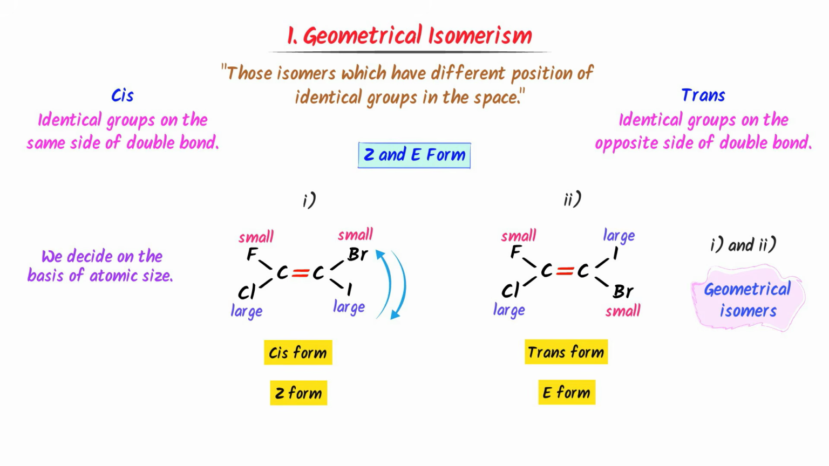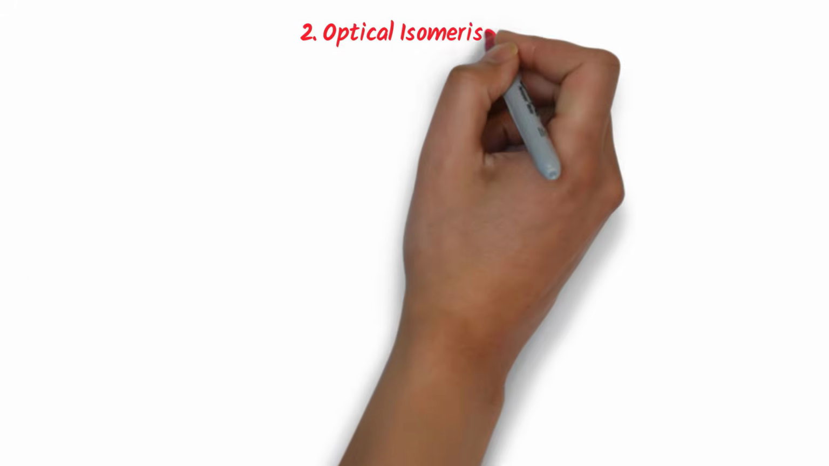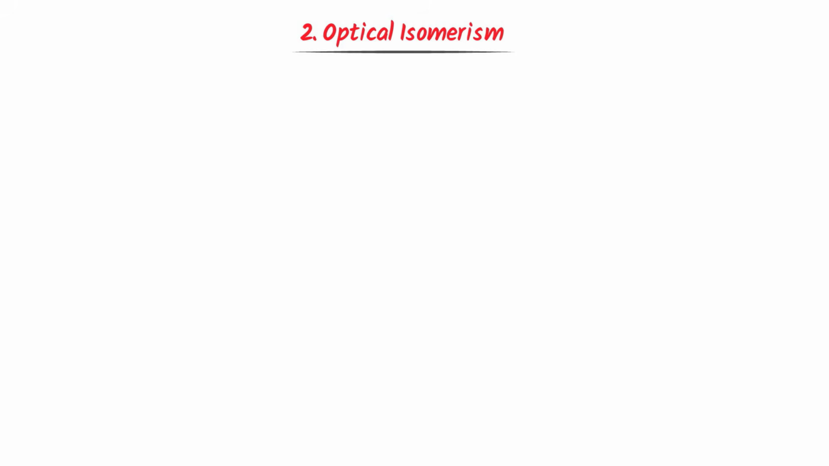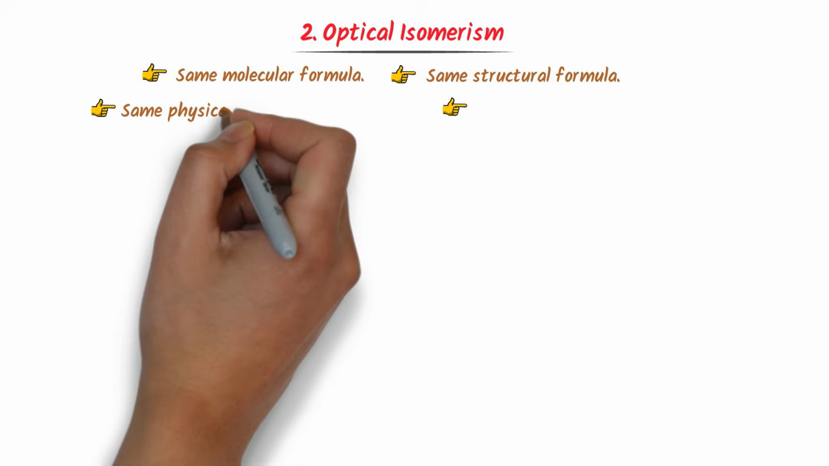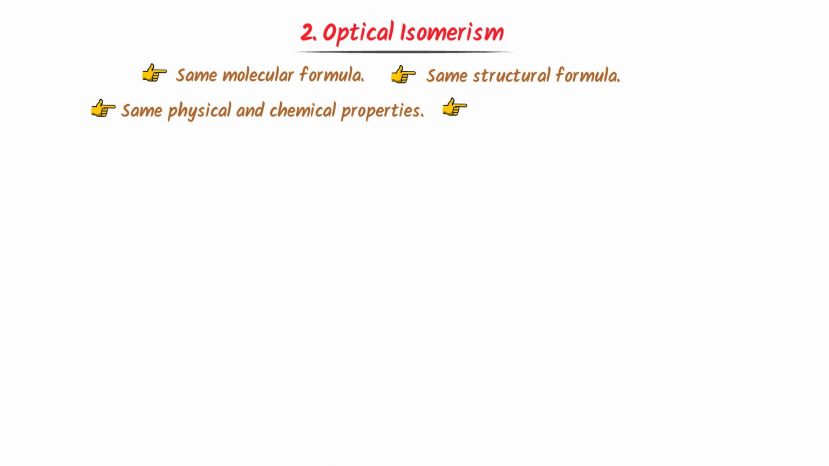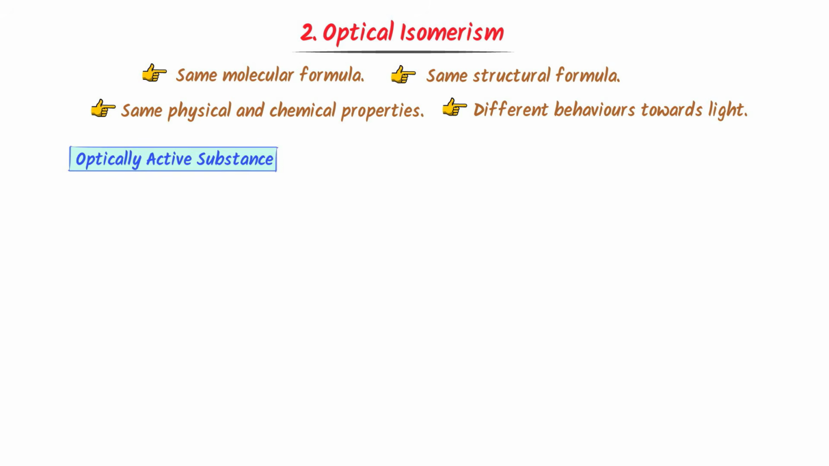Finally, let me teach you the most difficult isomerism, which is optical isomerism. Optical isomers have these four properties. They have the same molecular formula, and the same chemical and physical properties. The only difference between them is that they have different behaviors towards light. Now I will teach you only two conditions for optical isomerism, and it will help you to master this concept. The first one is an optically active substance and the second one is an asymmetrical carbon.